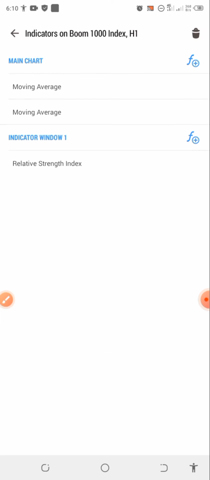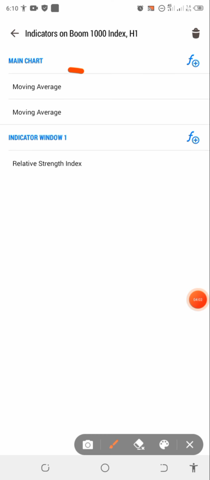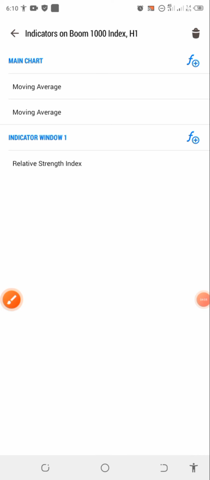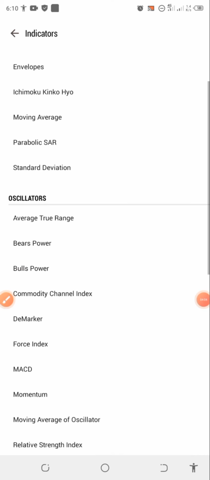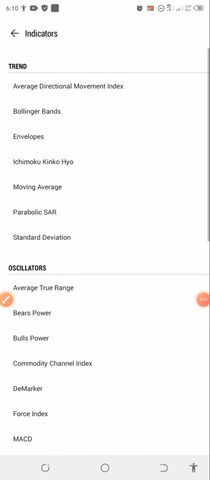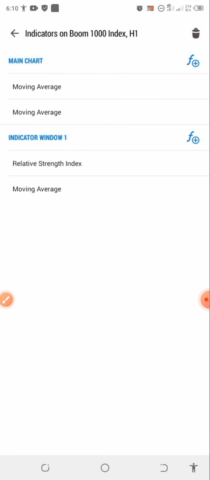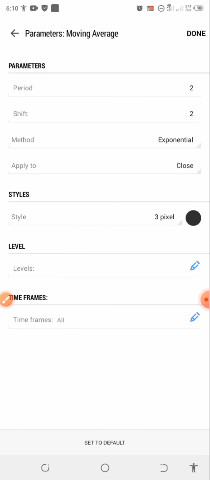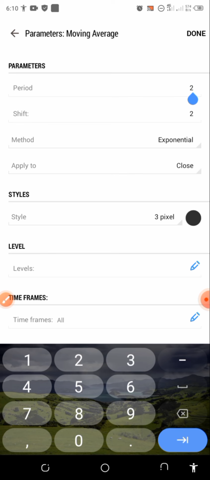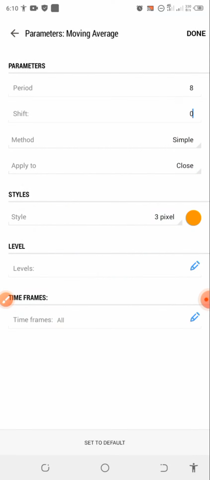So now we're going to add our next indicators. We need to add these two indicators right here, and we'll be adding them one by one. Click on the F plus, search for the moving average, click on it, and first add this first moving average, click on done, and then you add the second one, which is 8, 0 right here. So it's very simple. Now we use the gold color.